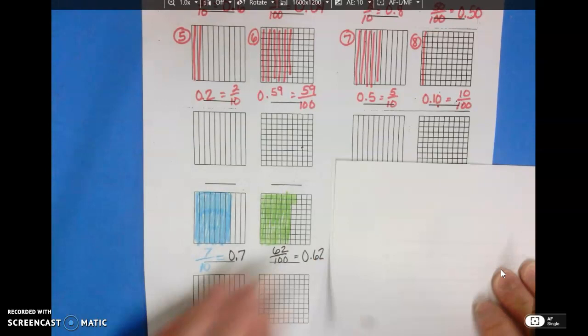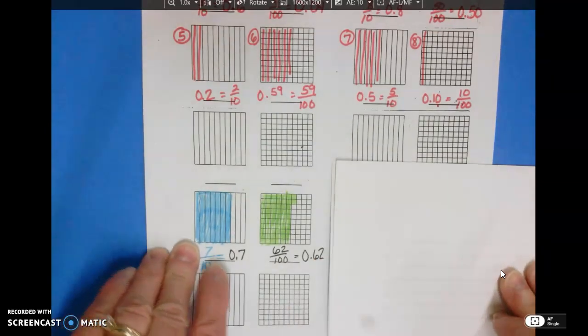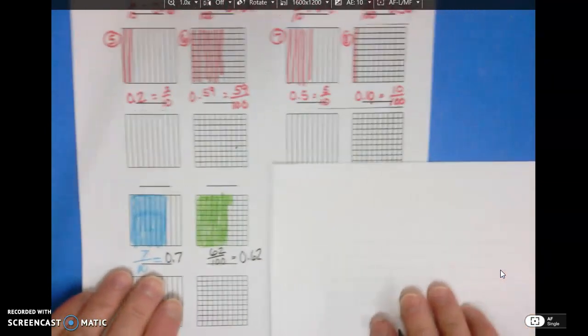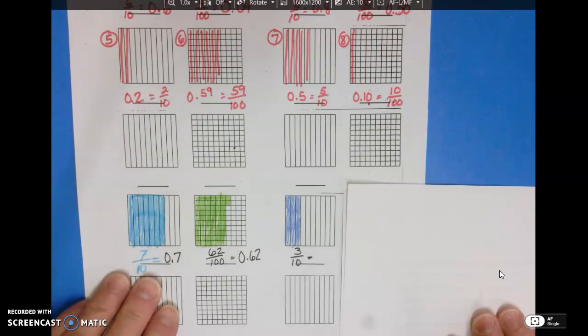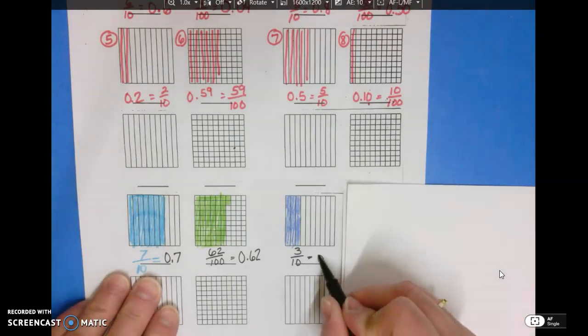I've got another one for you. Ready? 3 tenths. All right, it should look like this. 3 pieces of the 10, and it would be 0 and 3 tenths.